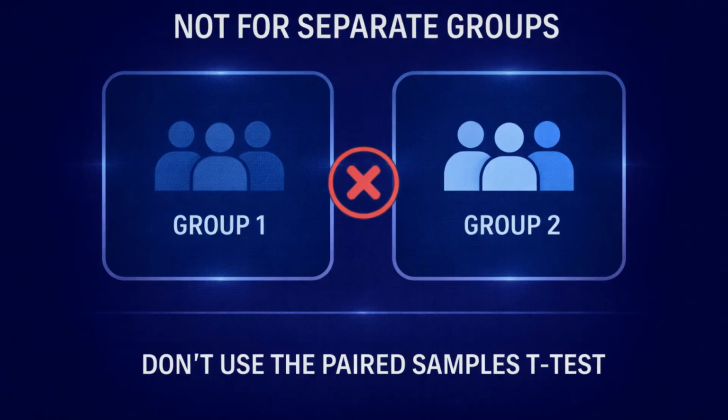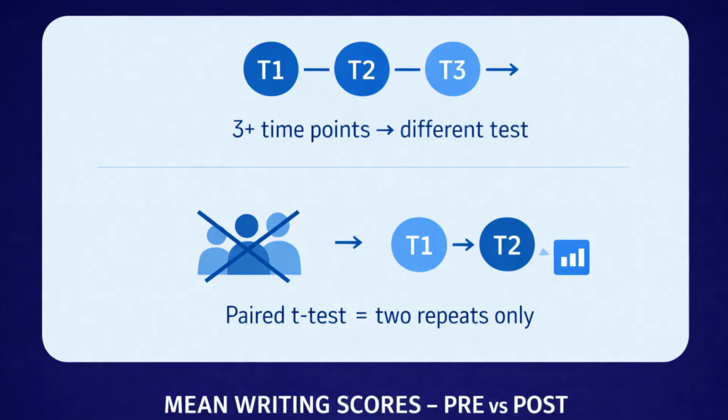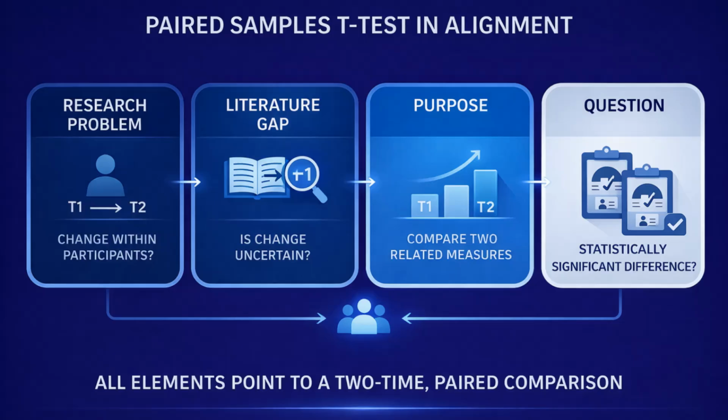The paired samples t-test is not appropriate when comparing 2 separate groups of people. It is not appropriate when there are more than 2 repeated measurements, which would require a repeated measures ANOVA or another approach. It is not appropriate when the outcome is categorical rather than numeric, or when the goal is relationship or prediction.